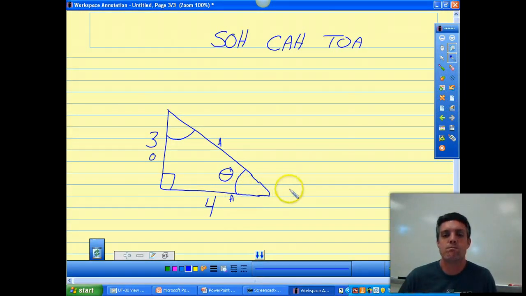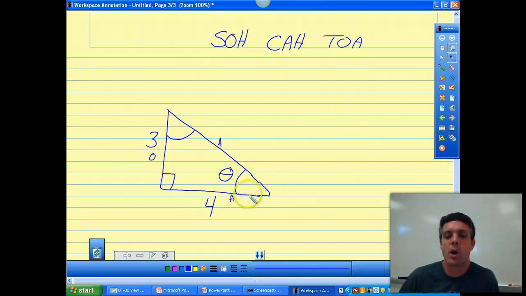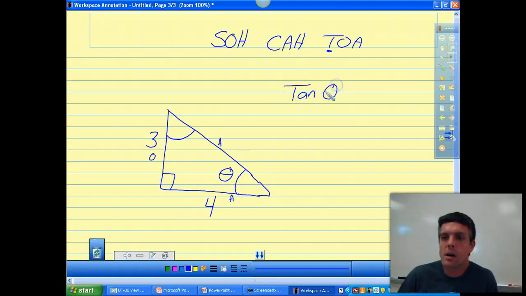So let's solve for this angle right here. What sides do we know? We know the A and the O. Go up here to your tool. You know A and O, so on our calculators we're going to use T, which is short for tangent. The rule is that the tangent of some angle is equal to the opposite over the adjacent side.